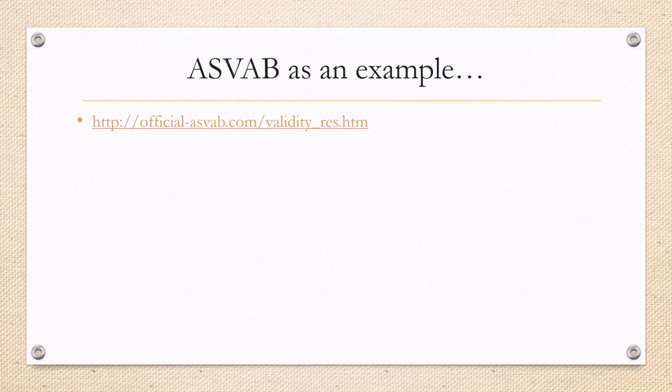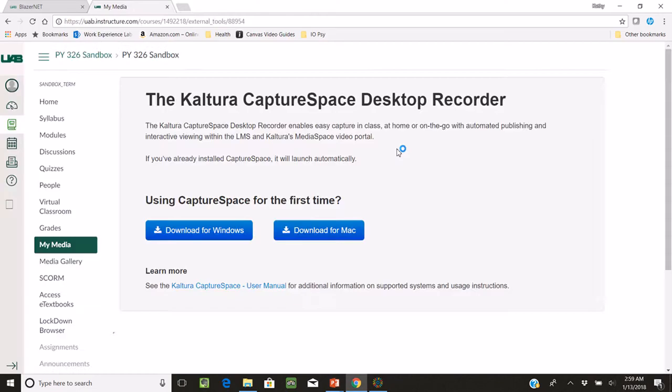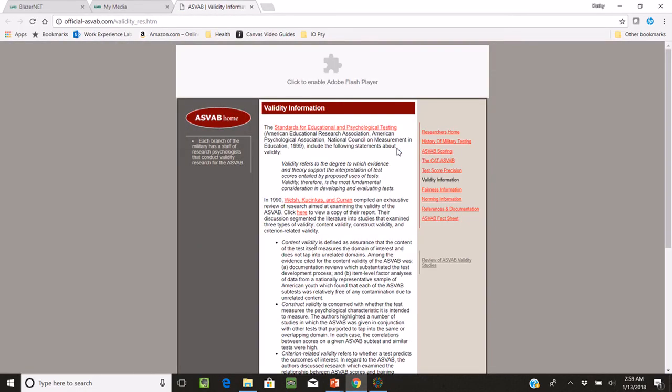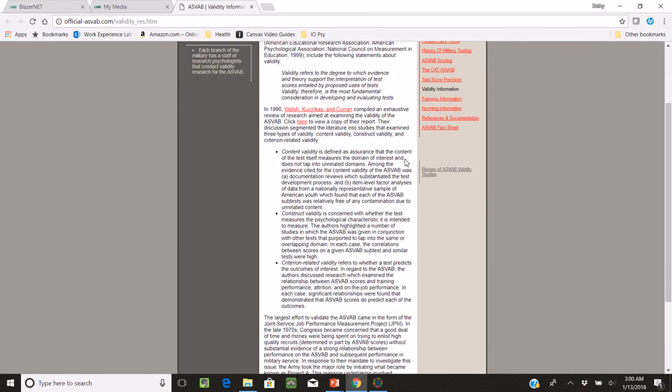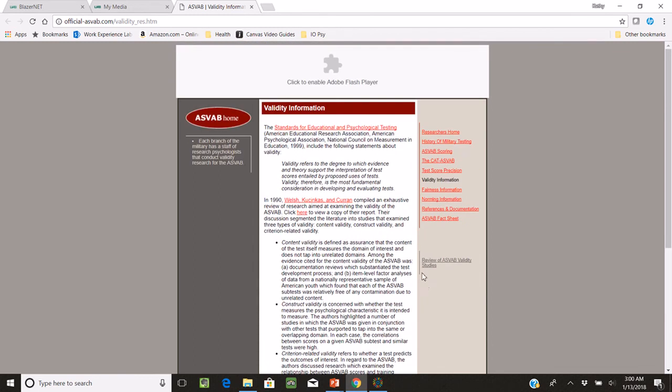So take a moment to look at the ASVAB webpage. We discussed this measure previously. There is a page specifically set up to discuss the validity of the ASVAB test. And remember, Project A was the big project meant to gather information on the validity of this test. So here, there's a discussion of content validity, construct validity, and criterion-related validity of the test. Take some time and read through this.